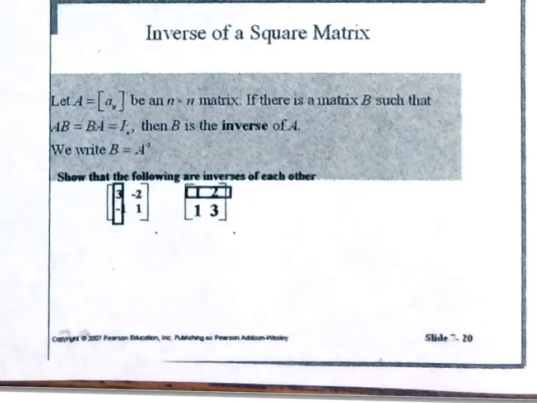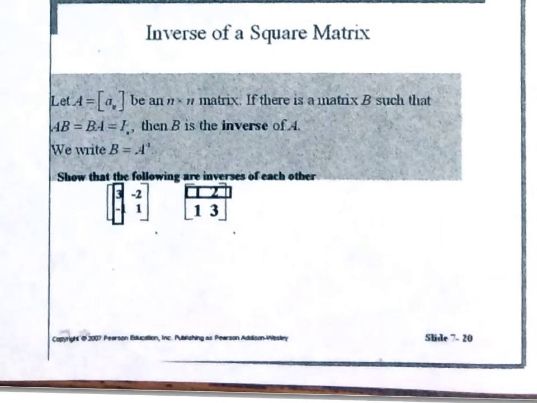Okay. If there is a matrix B such that AB equals BA, and that equals the identity I, then B is the inverse of A. So if you happen to multiply A times B, and your answer is the same thing as B times A when you switch it around, and your answer is an identity matrix, then that means that A and B are inverses of each other. So it's a good thing. That's how you identify when matrices are inverses of each other. If their product is equal to the identity, then they're inverses of each other.